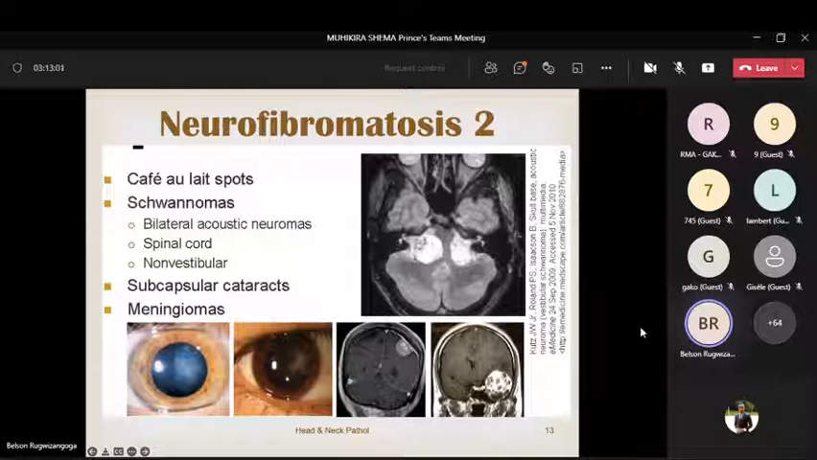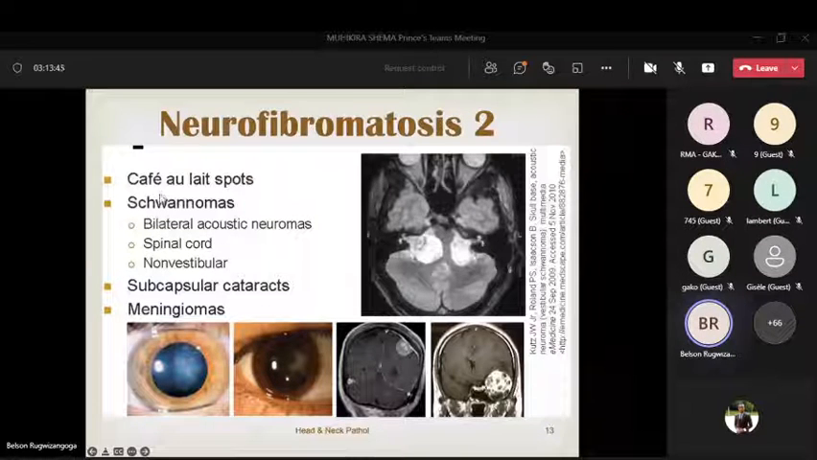So for neurofibromatosis type 2, they have a mutation in the gene called NF2, or neurofibromatosis 2. Also, they have café au lait spots. They have a schwannoma. Schwannomas are tumors arising from Schwann cells. And Schwann cells, you know them, they are like oligodendrocytes, but oligodendrocytes exist in the central nervous system, while Schwann cells exist in the peripheral nervous system. But their function is the same, just to quicken the transfer of information in the neuron.